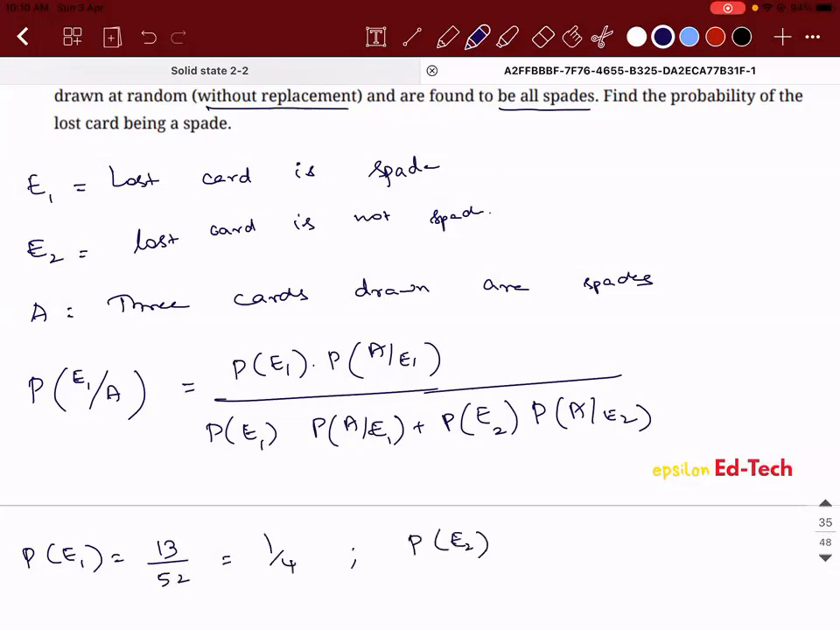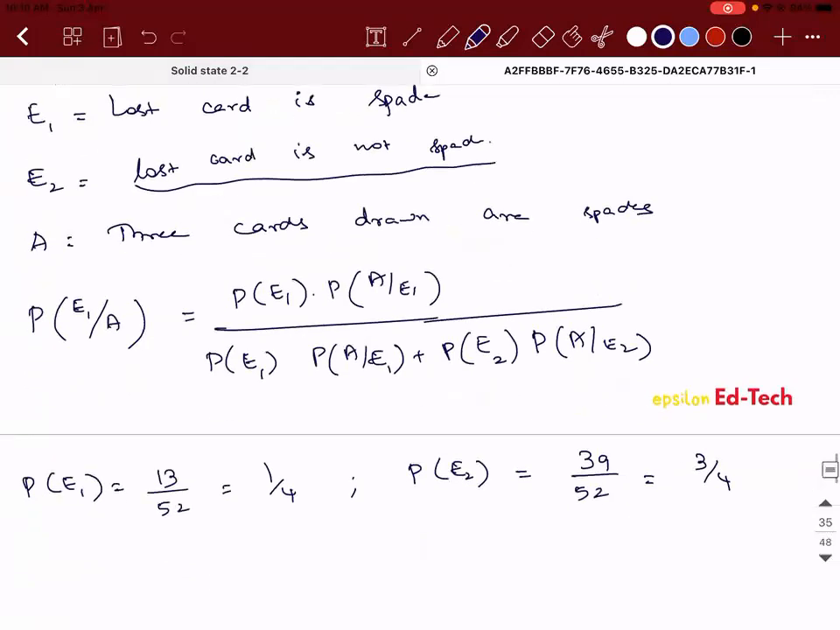Similarly, what is the probability of E2? E2 is lost card is not a spade. Then how many are there? 13 are going to be spade, then 39 are going to be non-spade cards. That is going to be 3 by 4. Now the question is, what is the probability of A given E1? So what is the probability that 3 cards drawn are spades and the lost card is a spade card? How do you calculate it?